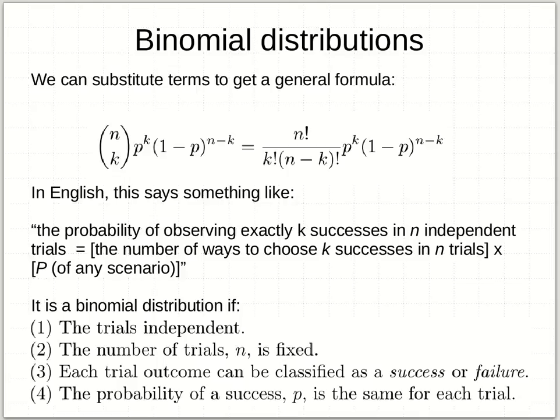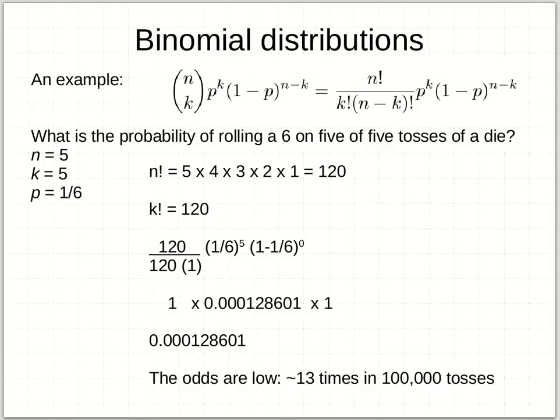It's a binomial distribution if the trials are independent. Each roll of the dice has nothing to do with the roll before. The number of trials, n, is fixed. You know how many times you're going to toss that dice. Each trial outcome can be classified as either a success or a failure. Did I get a 2 or not? Simple. Okay? And the probability of success, p, is the same for each trial. If I'm rolling a dice, the probability of getting that 2 is 1 out of 6 sides of the dice, right? Okay, so for the binomial distribution, we have that equation.